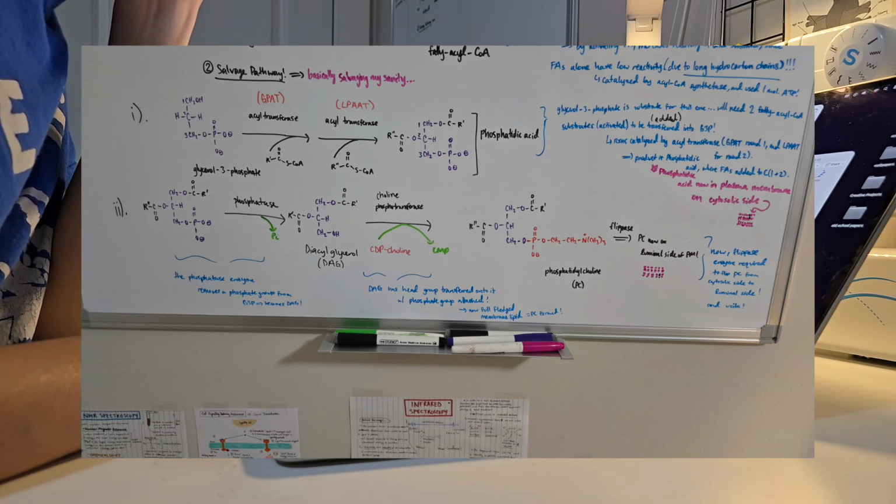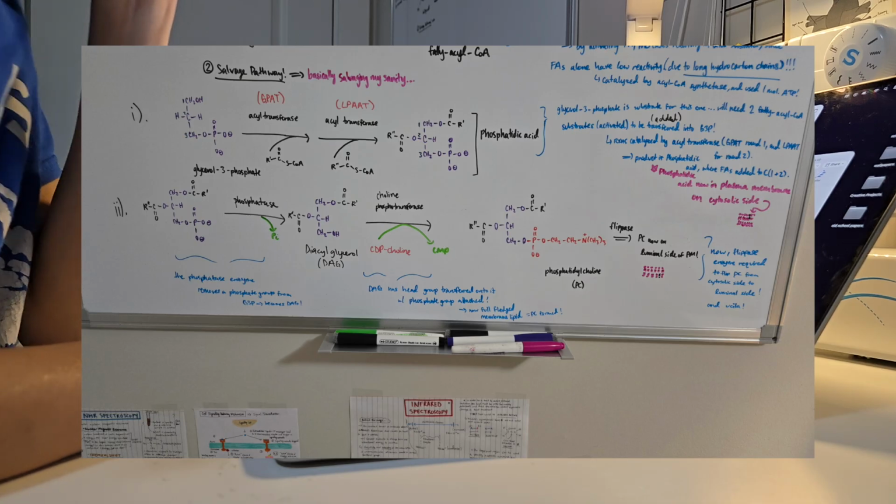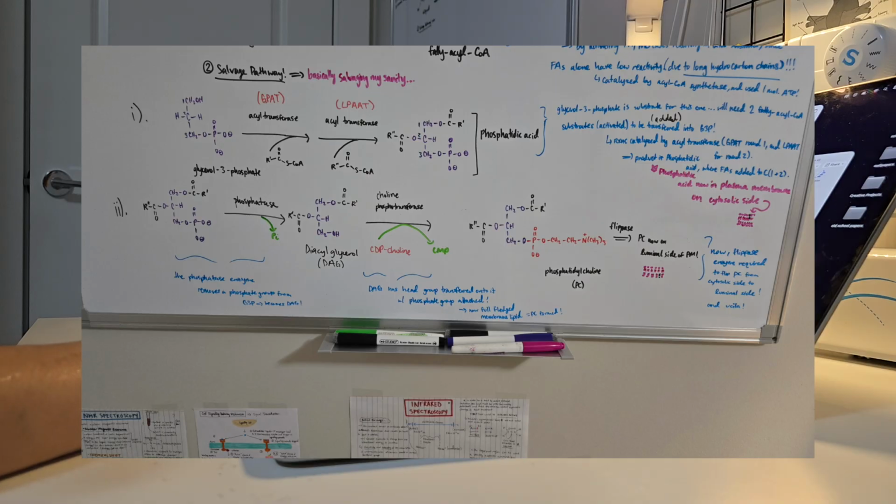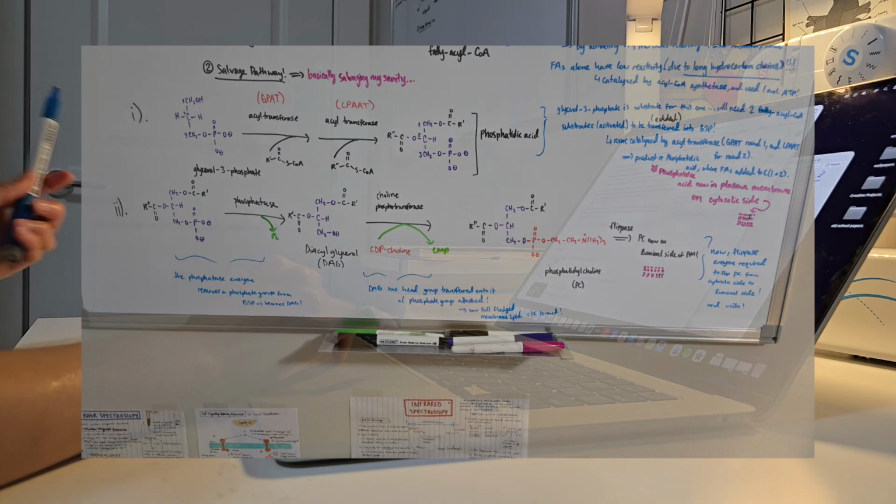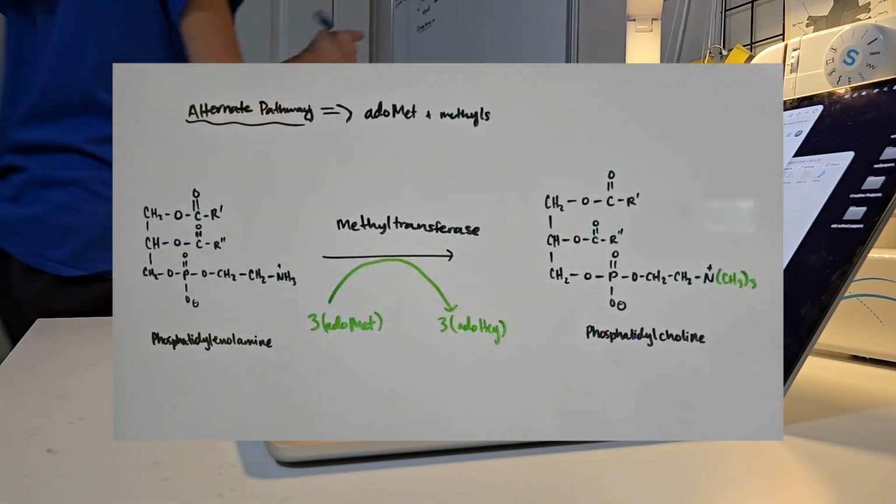Now our last step is to use a flippase enzyme. There's no specific name for this flippase enzyme that I learned in my lecture. I just know it as flippase. But the phosphatidylcholine will now be flipped from the cytosolic leaflet into the luminal leaflet. And voila, that's literally it. That's the salvage pathway.